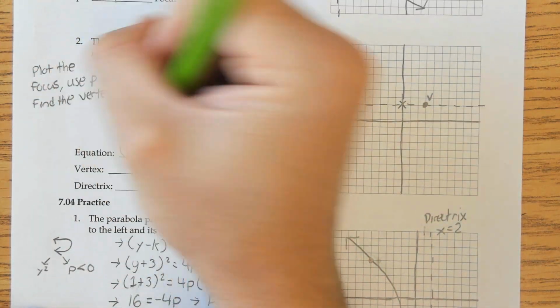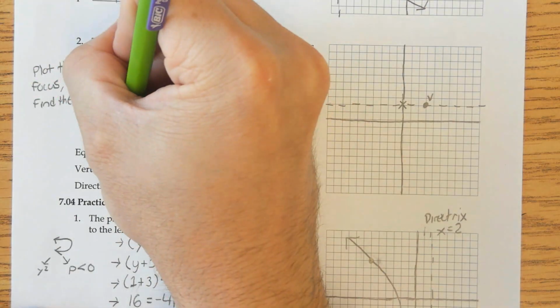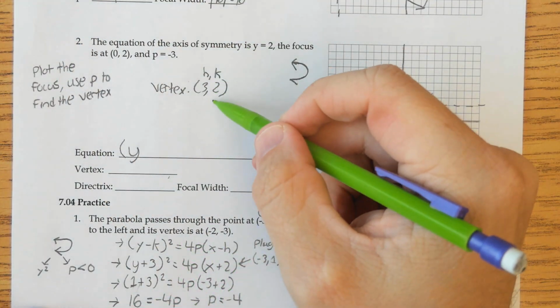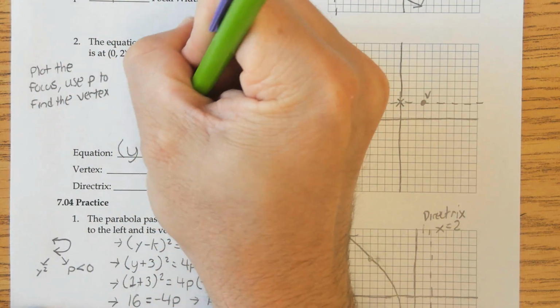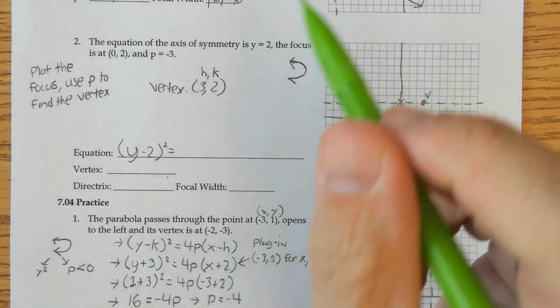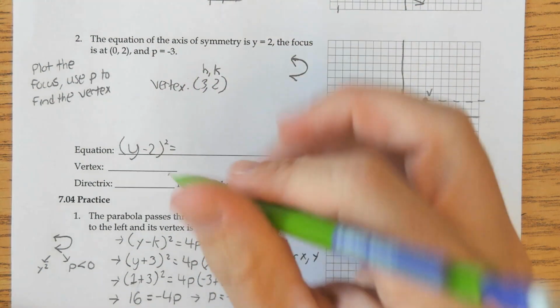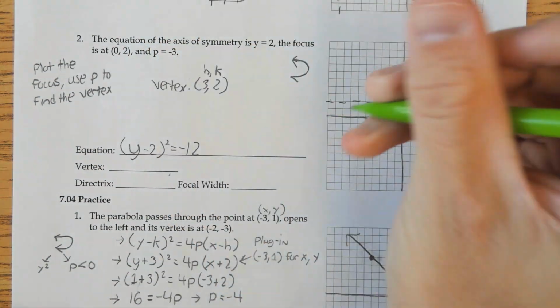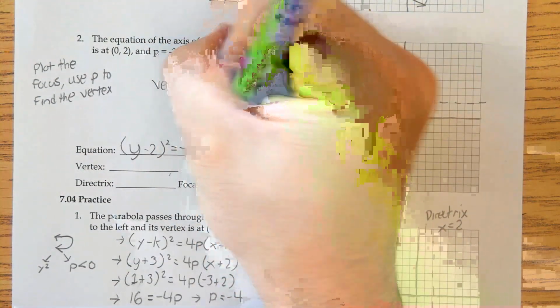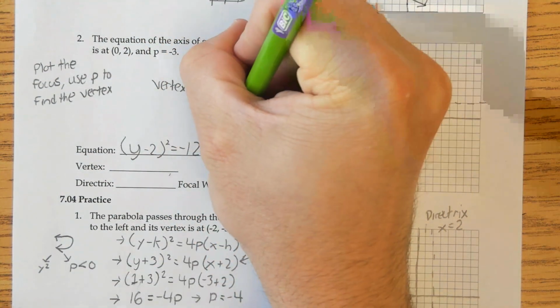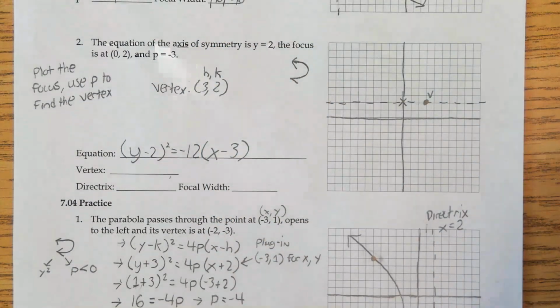Okay, so y, we're going to leave with y again because it's open to the left, so it's going to be y, opposite of k there, so y - 2 squared equals, p is -3. Remember, this is 4 times p right here, this value is. So it's going to be a -12 because 4 times a -3 is a -12. x, opposite of h, x - 3. And there we go. We got our equation now.